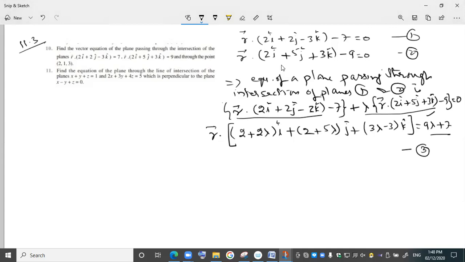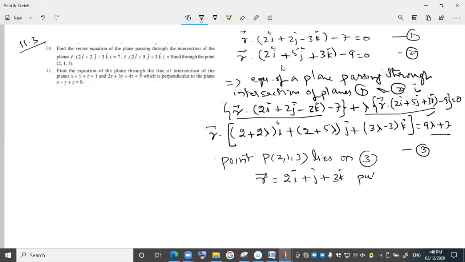Now again we have given that plane lies, means point P whose coordinates 2, 1 and 3 lies on 3. So here you can see xyz is this one, so therefore the position vector, because we are writing the vector, position vector when the point is lying, therefore convert into position vector. Its position vector will be 2i plus j plus 3k, that is r. That will be the value of r. This you can put in equation number 3.